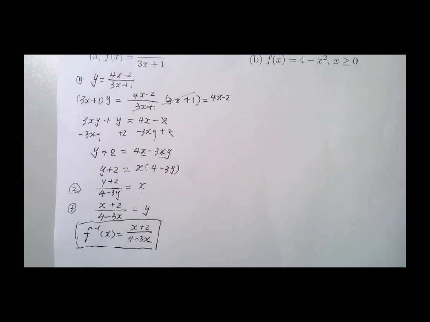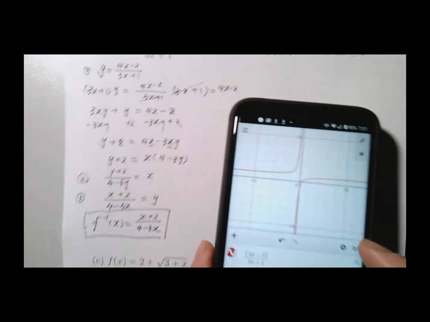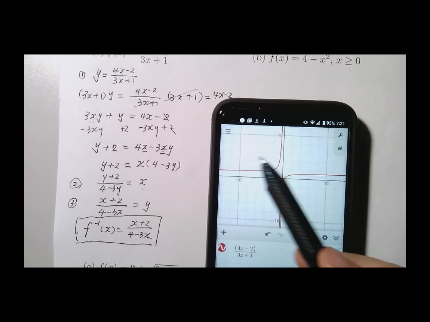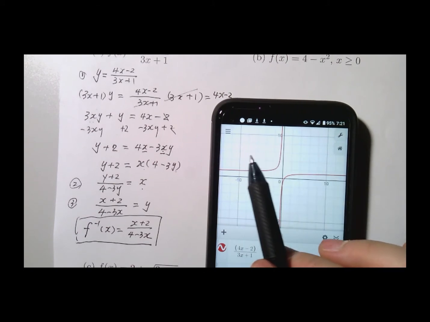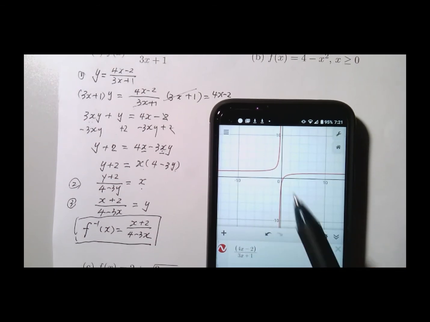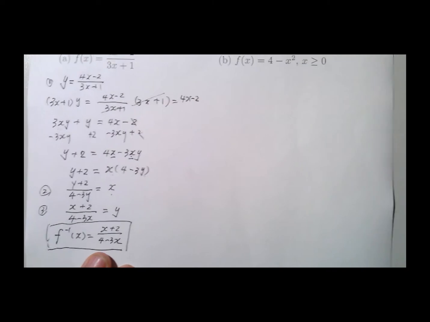But the question here may be whether (4x minus 2) divided by (3x plus 1) is a one-to-one function. And actually it is. If you graph it, you find this graph passes the so-called horizontal line test. Here is the graph. You can see that any horizontal line you draw will not intersect the graph twice. So it is a one-to-one function.